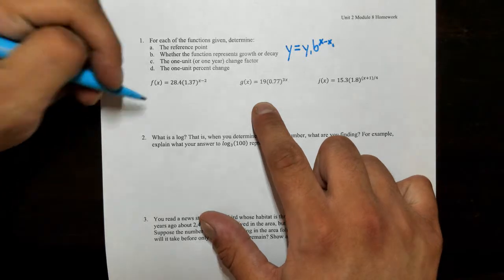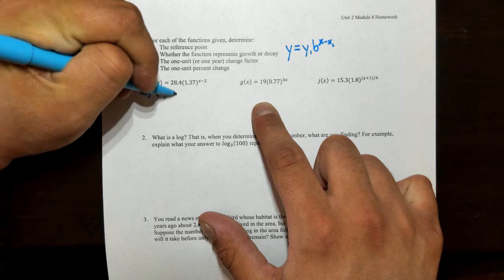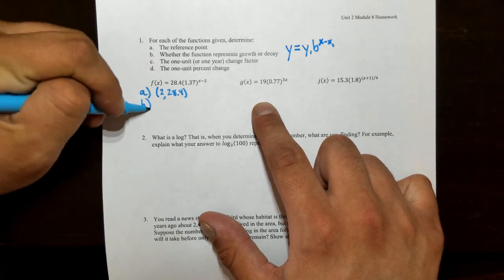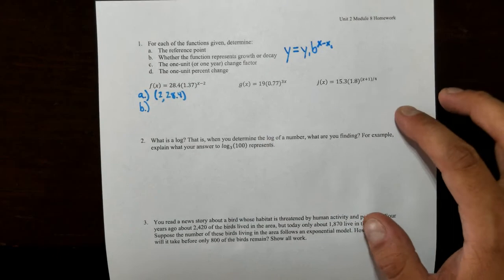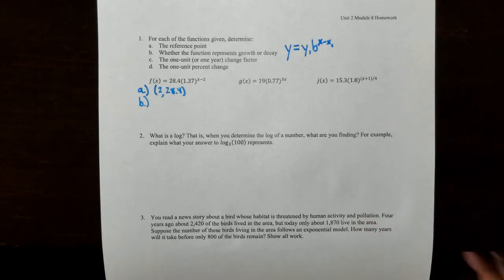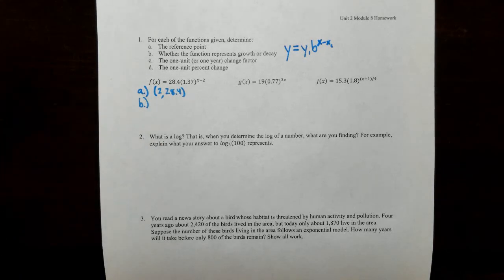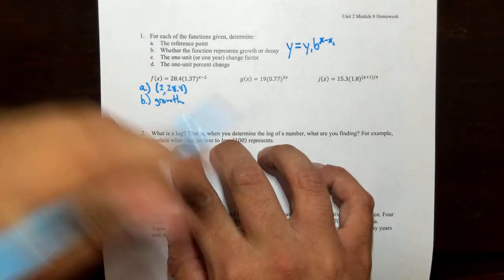Okay, so here it looks like our reference point is going to be 2, 28.4. And then whether the function represents growth or decay, remember if we keep multiplying by a number that's larger than 1 over and over again, that's going to grow. Likewise, if we multiply by a number less than 1 over and over again, it's going to decay. So our change factor is 1.37, so that's growing, so it's going to be a growth function.